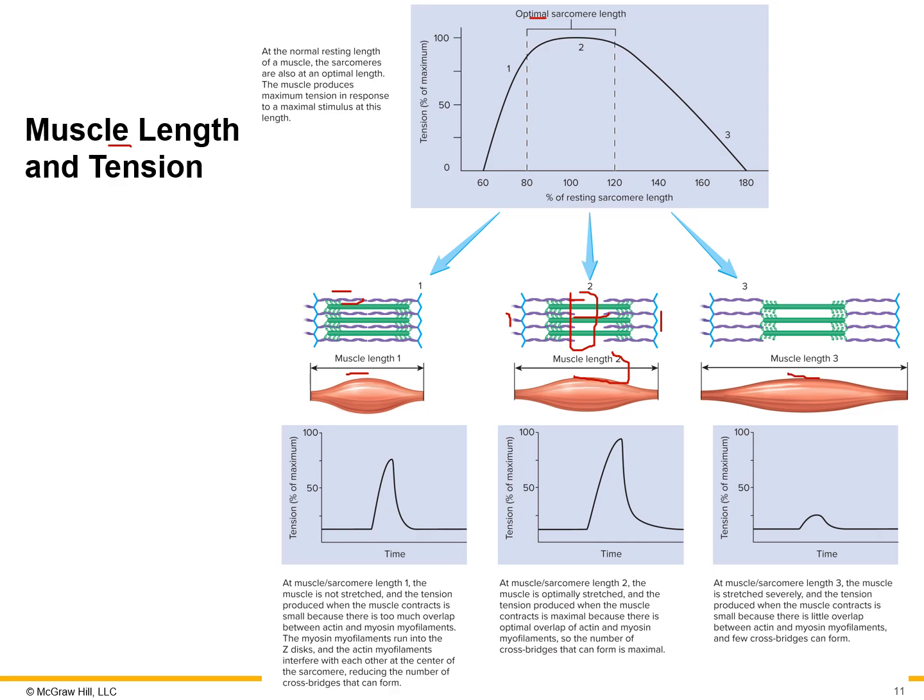Muscle length 3 is the opposite of 1. Here they're too far apart, so they're stretched too much, so we're not going to be able to generate enough sliding here to increase those cross bridges.